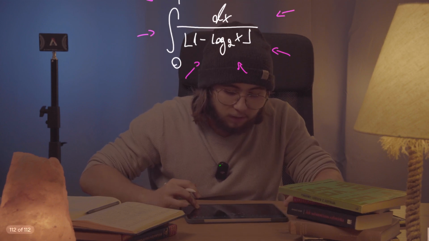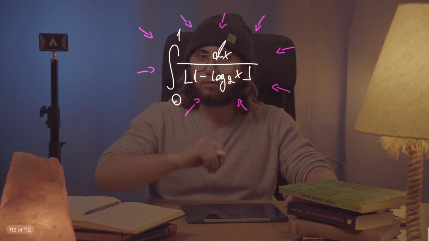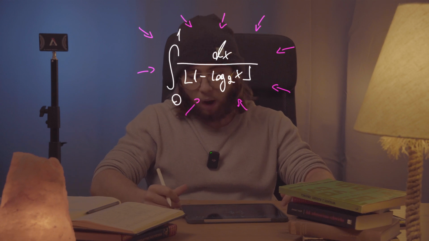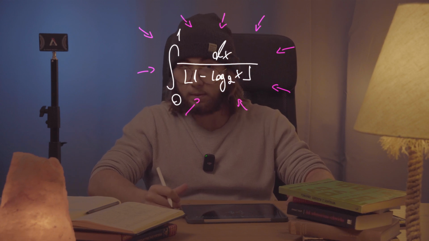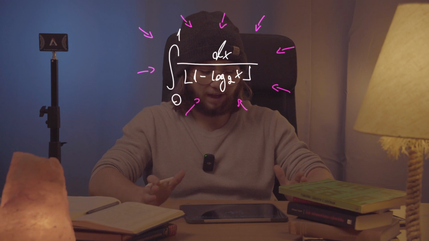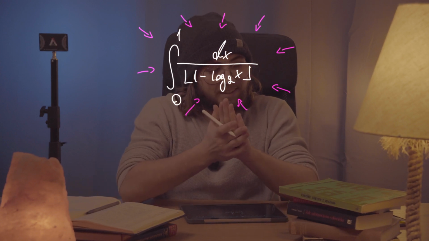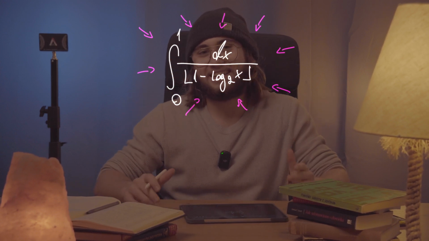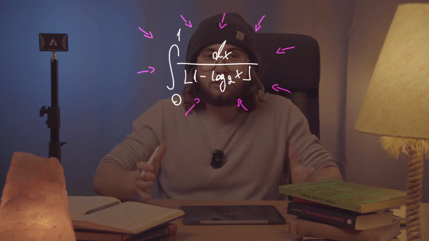Okay guys, so today another integral from the MIT Integration Bee, this time an integral that appeared in 2015, I think. So we're supposed to evaluate the integral from 0 to 1 of 1 divided by the floor of 1 minus the log base 2 of x dx. I love it. Okay, so how are we supposed to solve it?